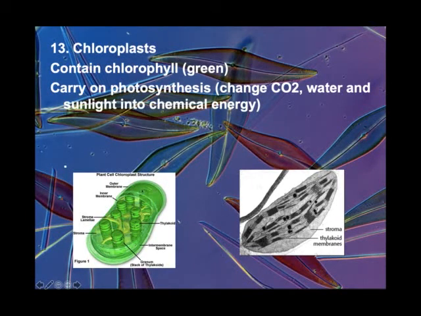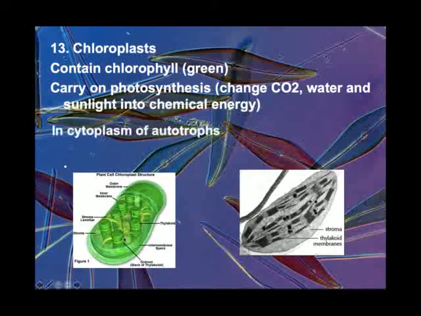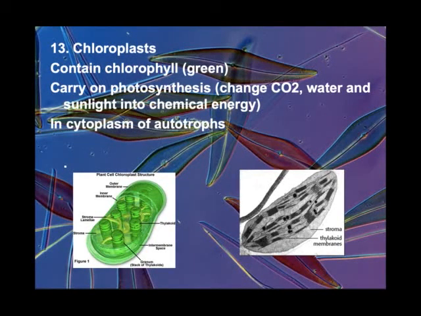And this is a cartoony version of a chloroplast. Again, it's a double membrane around this. We have these stacks of things. They look like green coins stacked up inside there. So it's only found in the cytoplasm of autotrophs, which really means just plants and algae have chloroplasts in them.